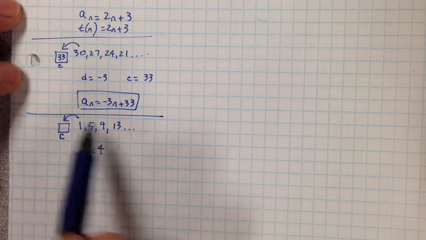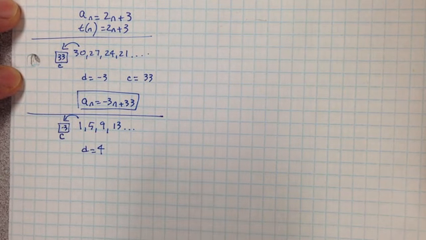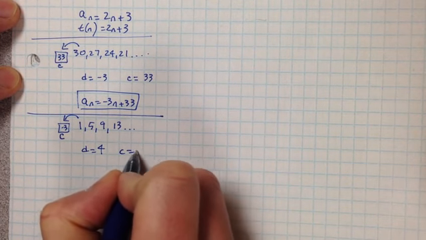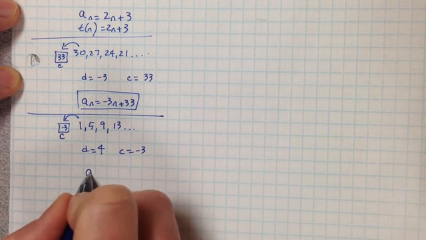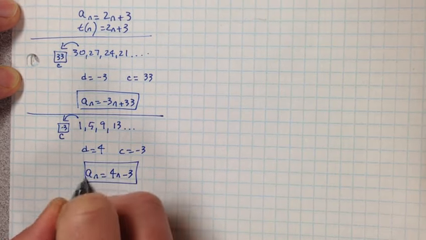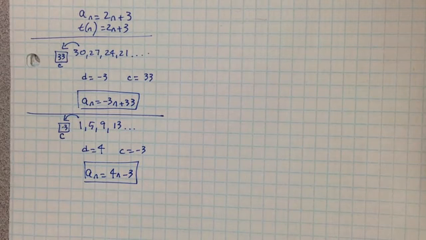Well, I'm going to need to add 4 to that, so how about a negative 3? So negative 3 plus 4 plus 4 plus 4, so that holds true. C equals negative 3. My rule, A sub n equals 4n minus 3. That expresses that list, and we could find any term you would like in that list.